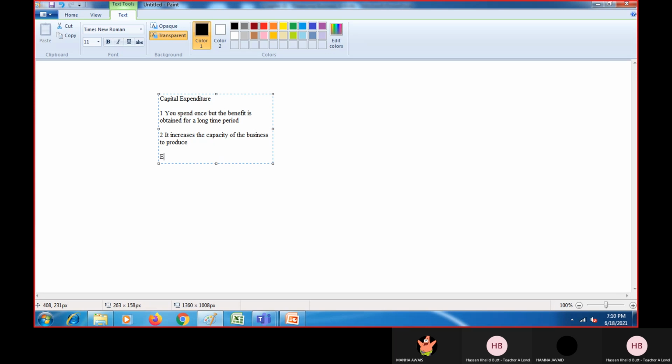Okay, now, if I talk about the examples you just gave, let's say it's about buying of a new building, right? Now, when you spend money on it, what do you think? The above two conditions, are they there in this sort of expenditure? Like, you spend money on business once, but you get the benefit of that building for a very long time period. You know that.